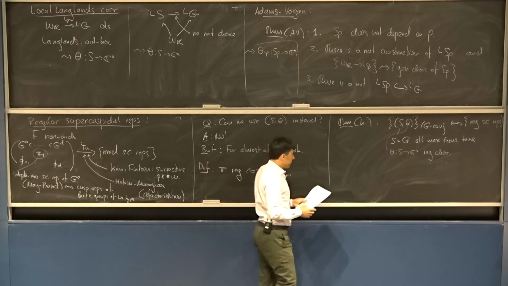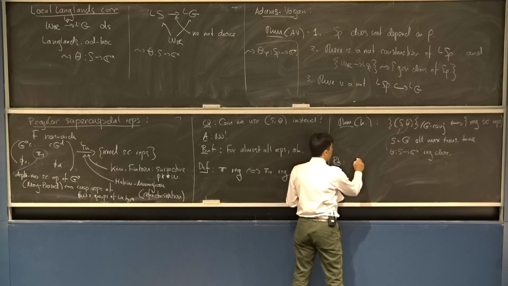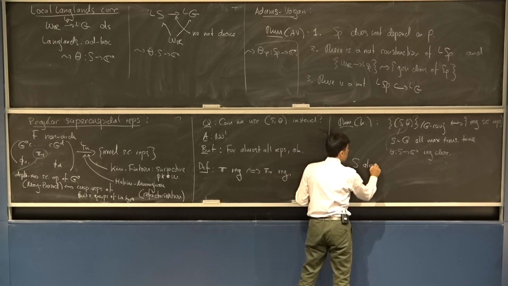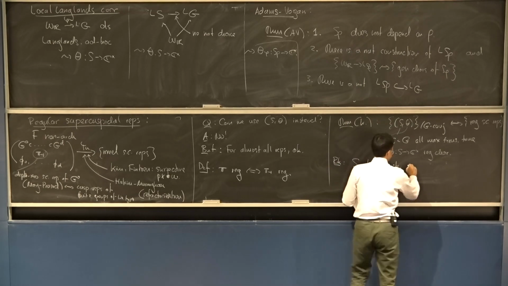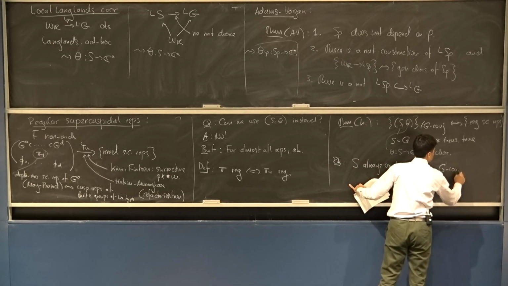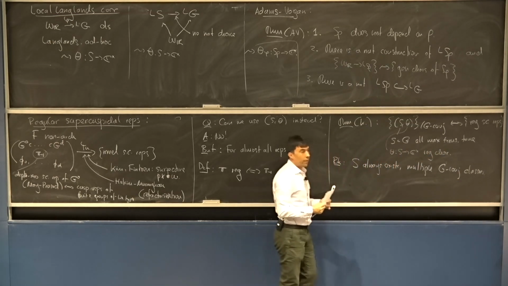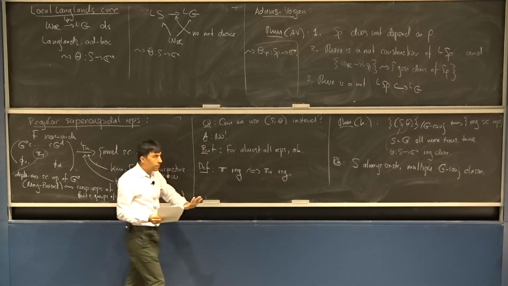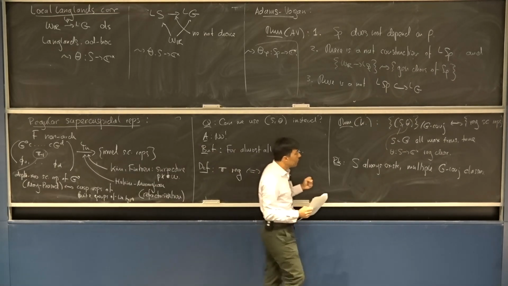A remark here, however, is in order, to compare a little bit with the real case. Such an S always exists, and there are always multiple conjugacy classes of it. Unlike in the real case, where such an S sometimes does exist, sometimes doesn't, and if it does exist, it's unique. Here it always exists and it's never unique.